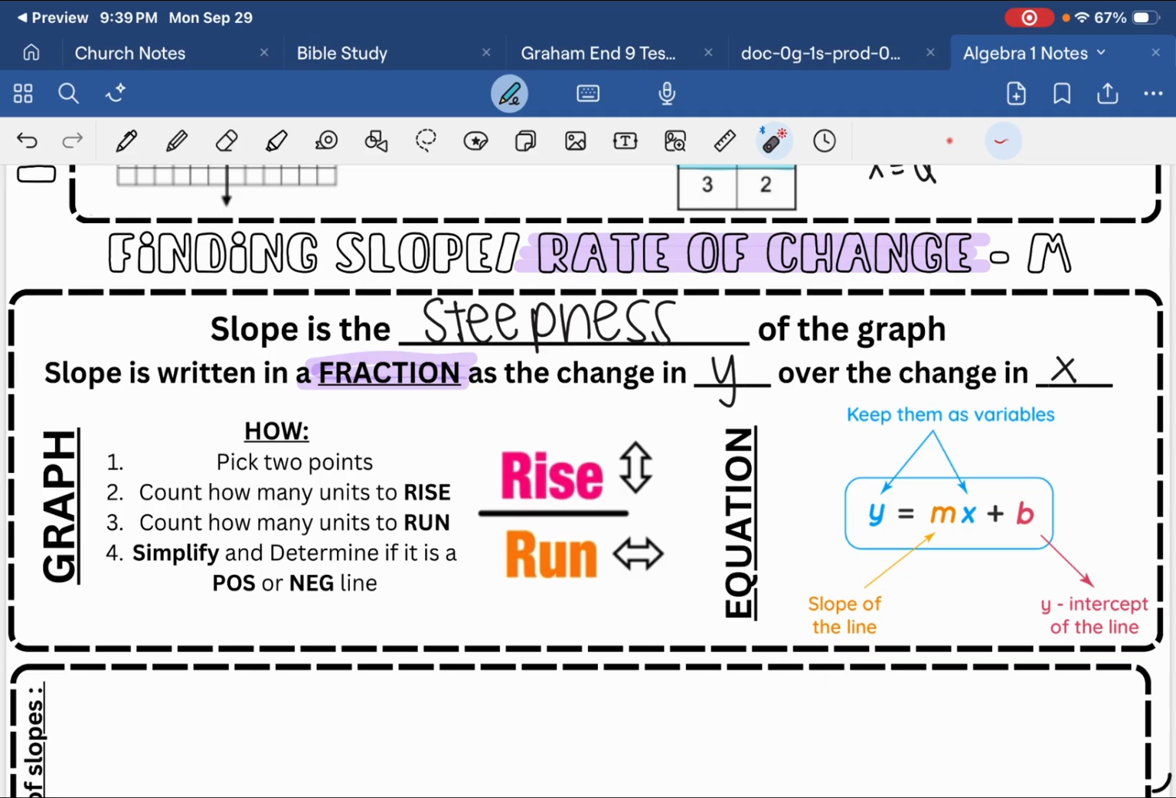Okay. All right. So if I have a graph, how do I know what the slope is? Well, you pick any two points. You count how many units you rise and how many units you run. And always go back and make sure, is it positive or negative? In an equation, as long as it's in y equals form, you're just looking for the number that's with x. The number that is with x is always known as m, which is the slope of your line.